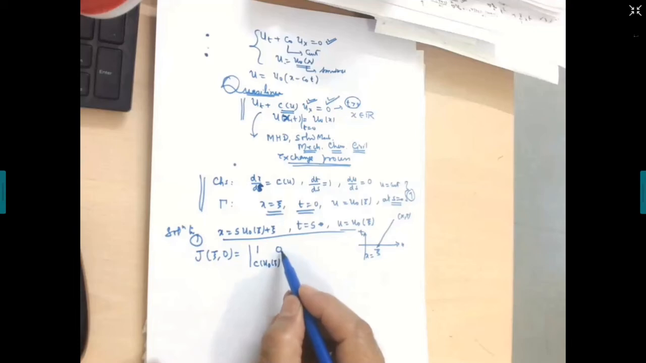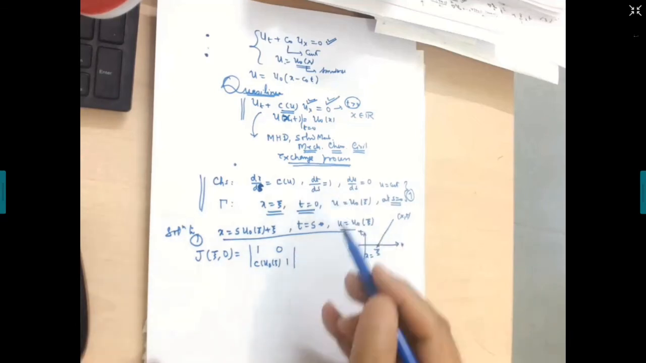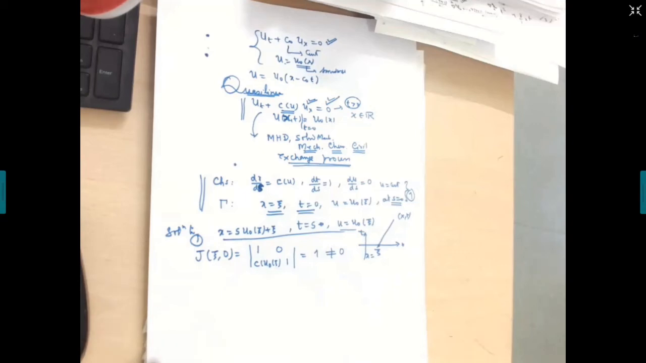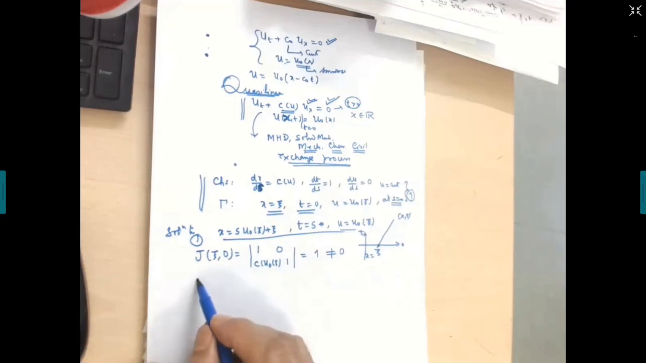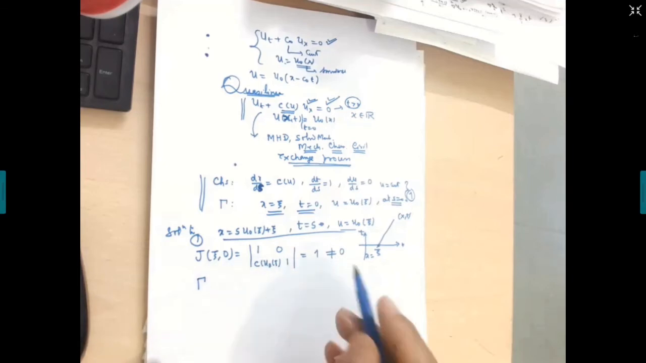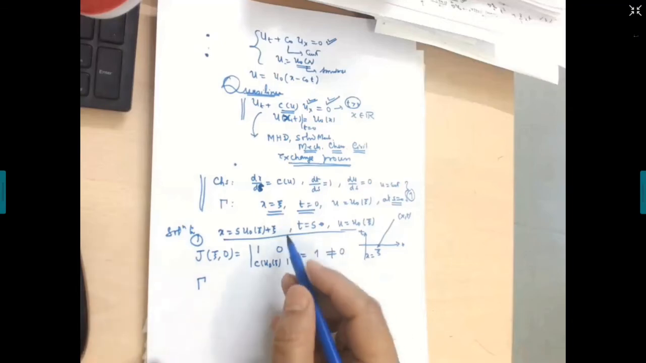And what is dt/ds? This is 1, am I right? Are you sure? dt/ds is 1, correct? This is 1, not equal to 0, which means there is a unique solution, since the Jacobian J is not equal to 0. This is a necessary condition. The next is the rank condition. Anyway, you can check it, but in this case, the solution is as found.